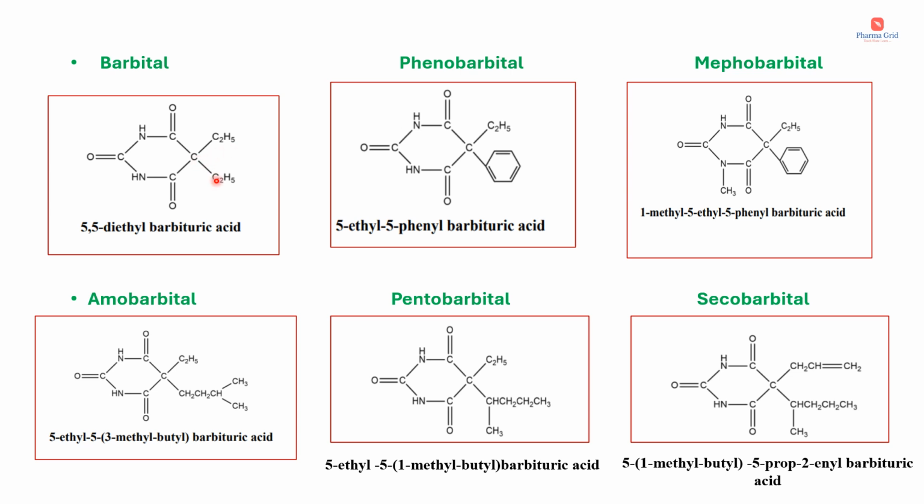Okay, so the fewer the carbon atoms in the fifth position, the longer the duration of action. So barbital is a long-acting barbiturate. Now phenobarbital. In phenobarbital, all other structures are the same, only the fifth carbon differs. In the fifth carbon, one substitution is an ethyl group and the other is a phenyl group. So phenobarbital is also known as 5-ethyl 5-phenyl barbituric acid.